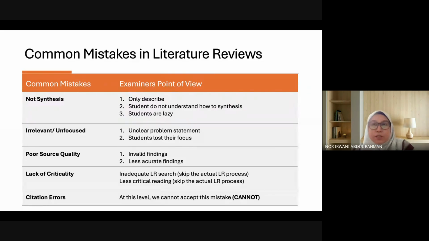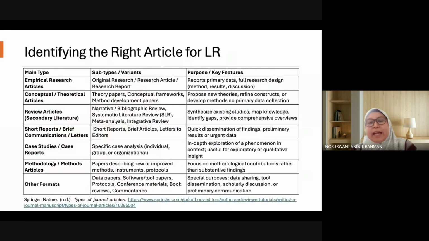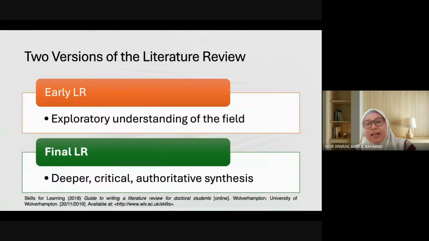It's just a tool. ChatGPT cannot assist you to find a correct journal, a highly reputable journal for you. You have to do it by yourself, especially at this level, early literature, early LR and final LR. It cannot access the database, it cannot get in.